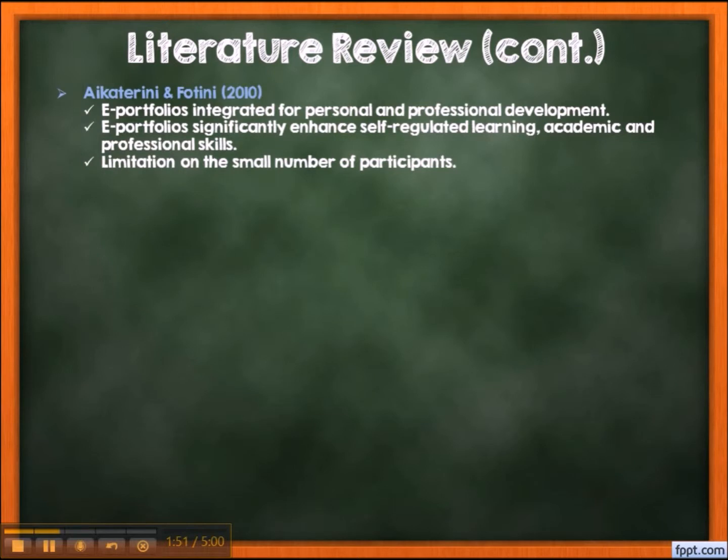The next one is from Ikaterini and Fotini in 2010. They used e-portfolios integrated for personal and professional development. They found out that e-portfolios significantly enhance self-regulated learning, academic and professional skills. However, the limitation of the study was the small number of participants.